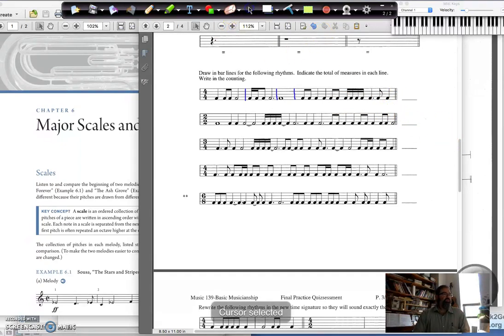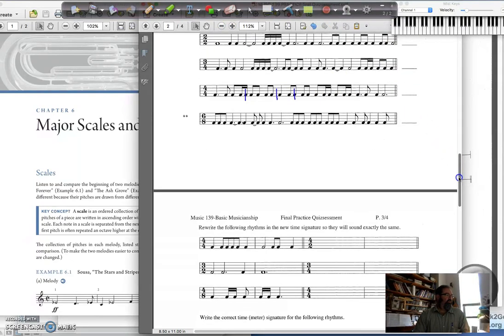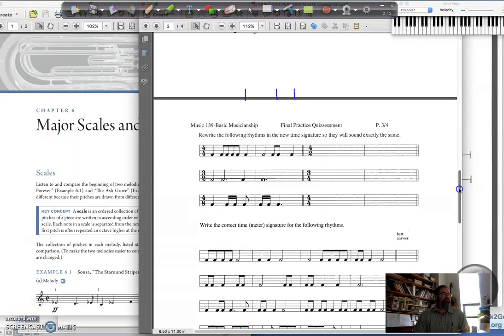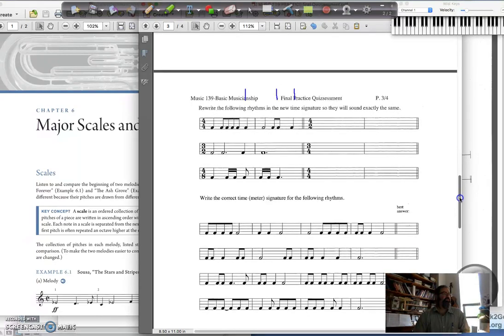Moving along to the next page. Yes, we might just get out of here with another little video left. See how we do here.